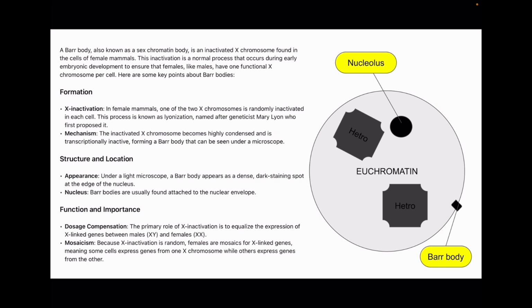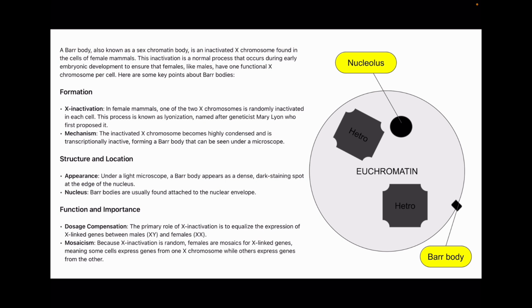Now let's look into the bar body, which you can see as mentioned in the diagram on the right side. A bar body, also known as a sex chromatin body, is an inactivated X chromosome found in the cells of female mammals. This inactivation is a normal process that occurs during early embryonic development to ensure that females, like males, have one functional X chromosome per cell. Here are some key points about bar bodies.